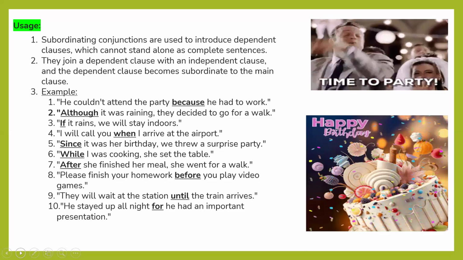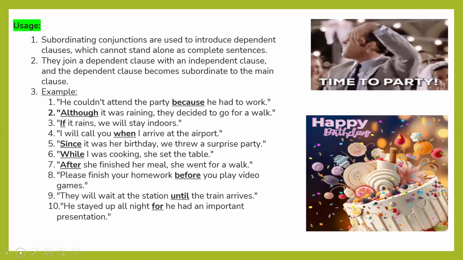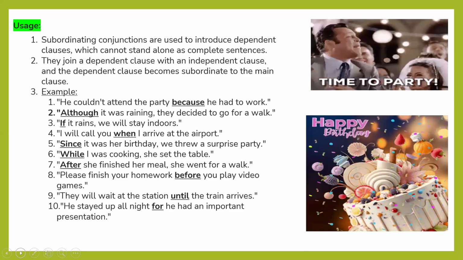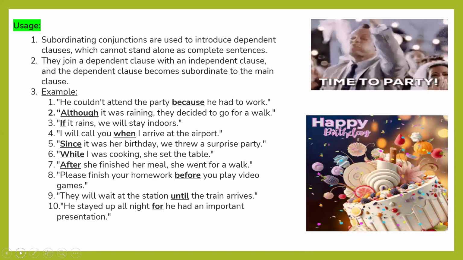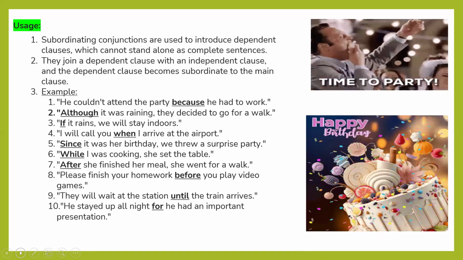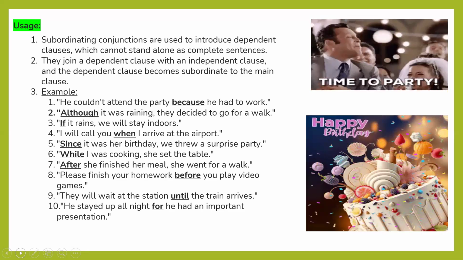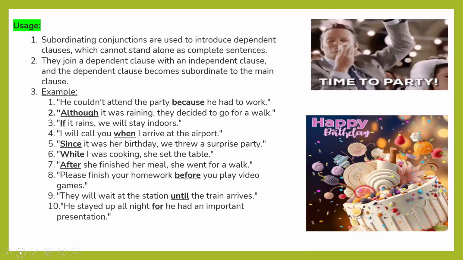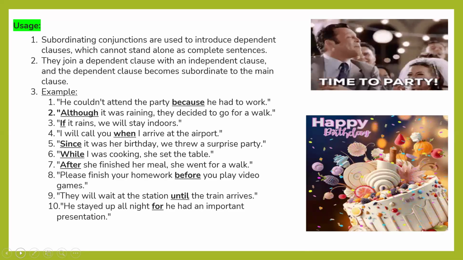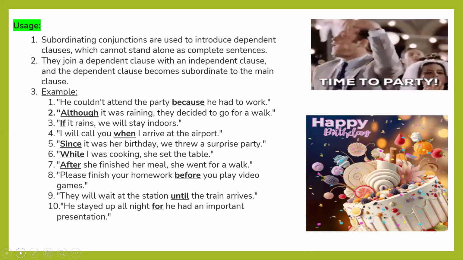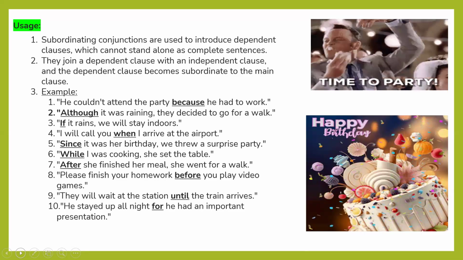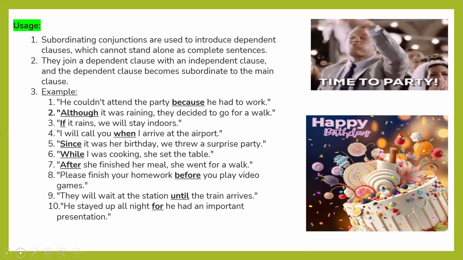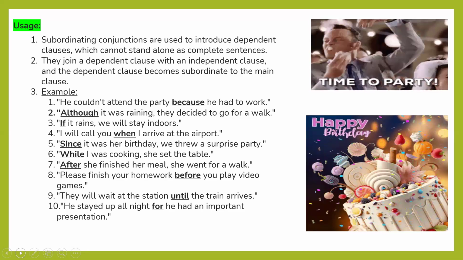When we are using a subordinating conjunction at the beginning of the subordinate clause, when we are starting the sentence with the subordinate clause, that time we will use the comma. Although it was raining, they decided to go for a walk. So although is coming at the beginning of the sentence, and it is a subordinating conjunction, so we are using a comma. Although it was raining, comma, they decided to go for a walk. If it rains, comma, we will stay indoors.